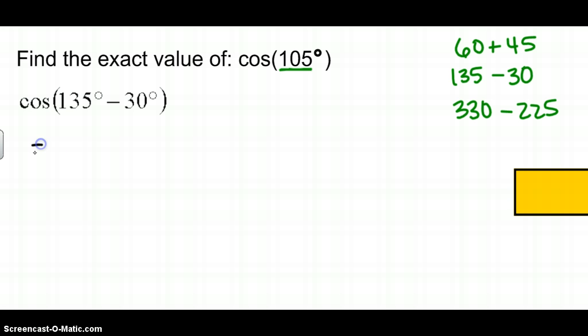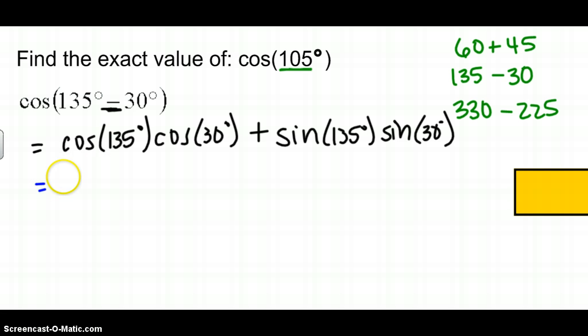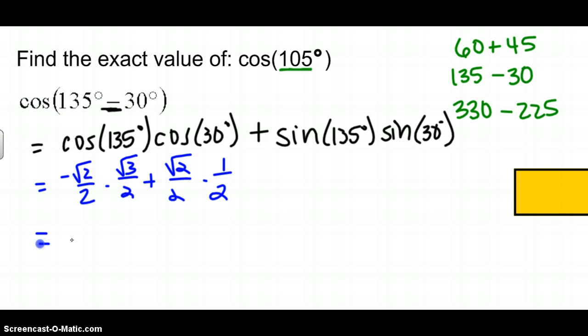So using my formula, this is cosine with subtraction. So I'm going to write cosine, cosine, plus, because this is going to switch operations, sine, sine. Now, because 135 and 30 are on my unit circle, the cosine of 135 is negative root 2 over 2. Cosine of 30 is root 3 over 2. Sine of 135, square root of 2 over 2. Sine of 30, 1/2. This is going to be negative root 6 over 4 plus root 2 over 4.